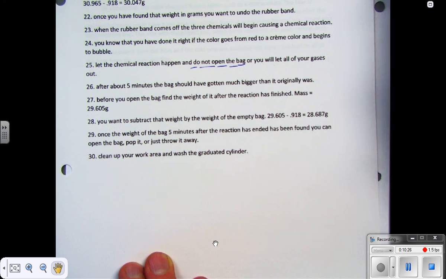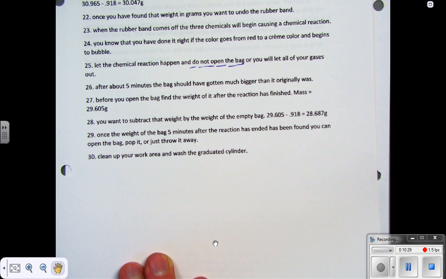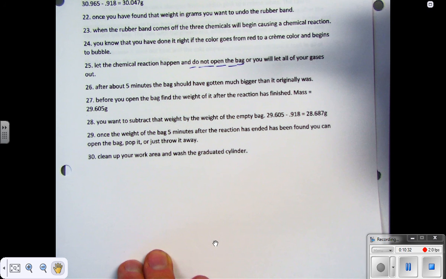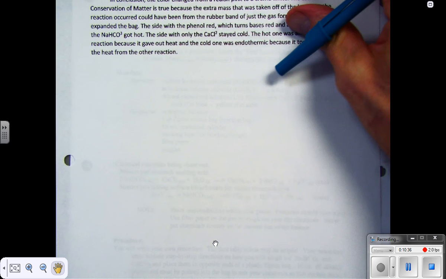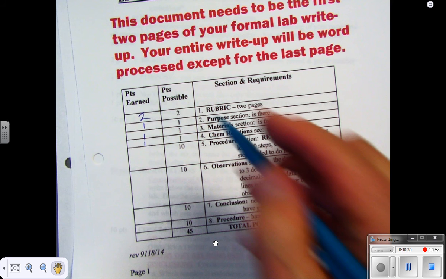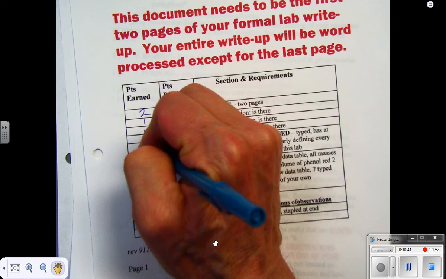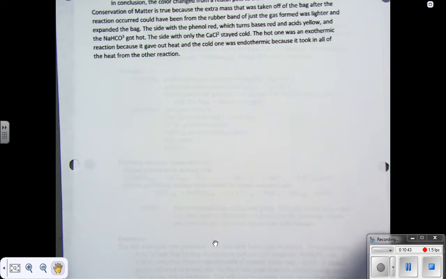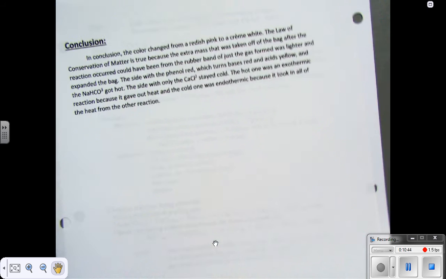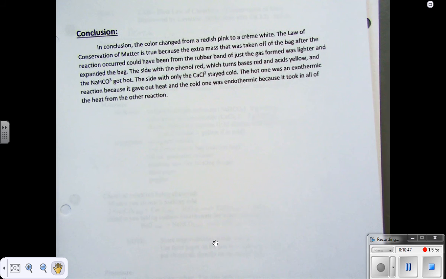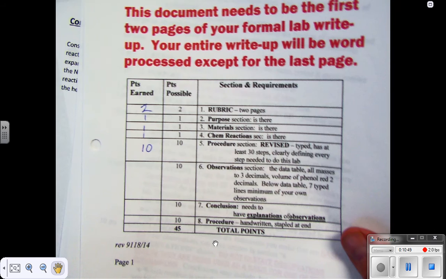Baking soda, when it gets hot, will produce CO2, just like when it goes into an acid, which is what happened in our lab. Okay, so I'm inclined to give you full credit on the procedure. So we got 10 points there. Looking good. Now, after the procedure, what am I supposed to see?